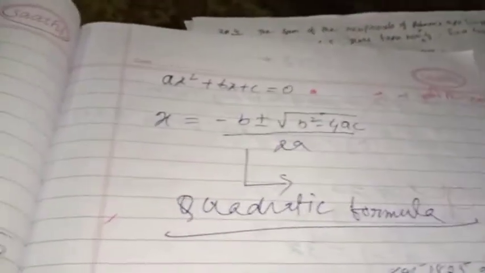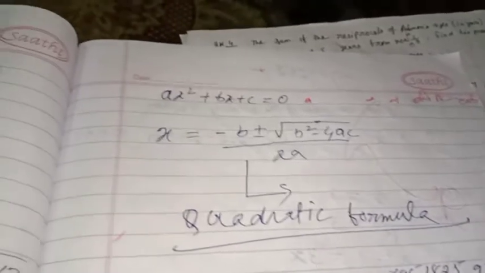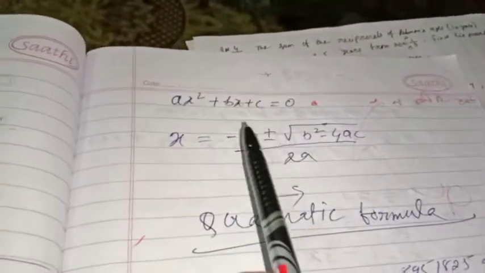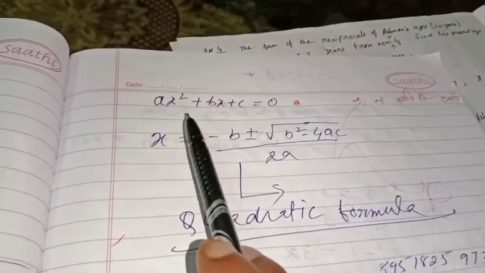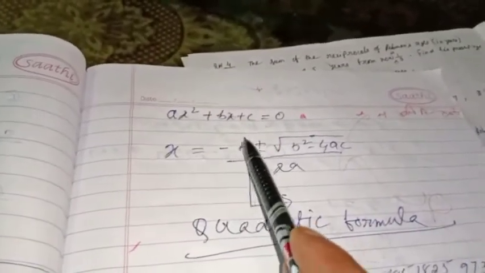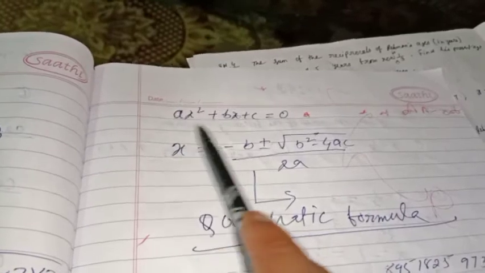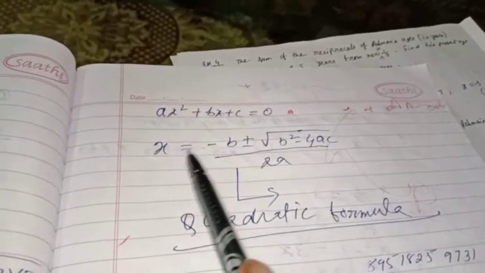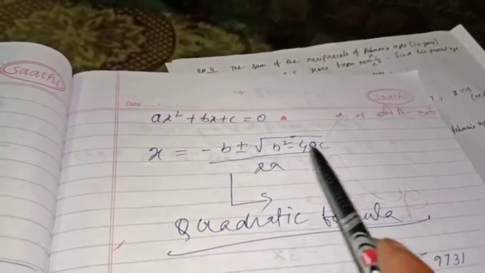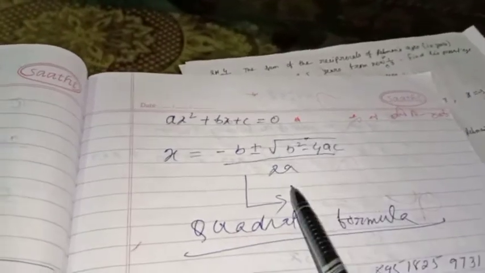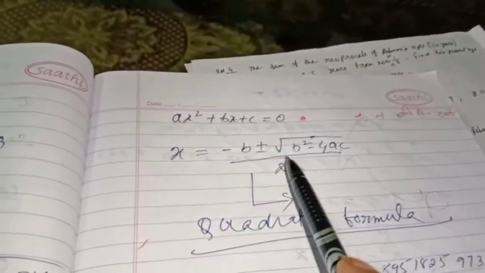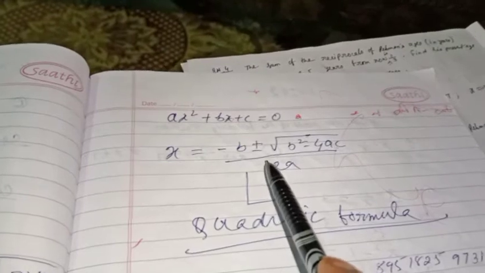So first of all we need to understand what the quadratic formula is. We know that the standard form of a quadratic equation is a x square plus bx plus c is equal to 0. If you use the completing the square method here, then you will get this relation at last: x is equal to minus b plus minus root over b square minus 4ac, by 2a. It is given in your textbook. How to obtain this formula is already given in your textbook.